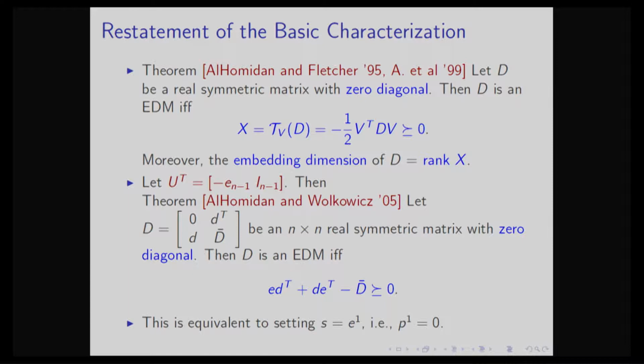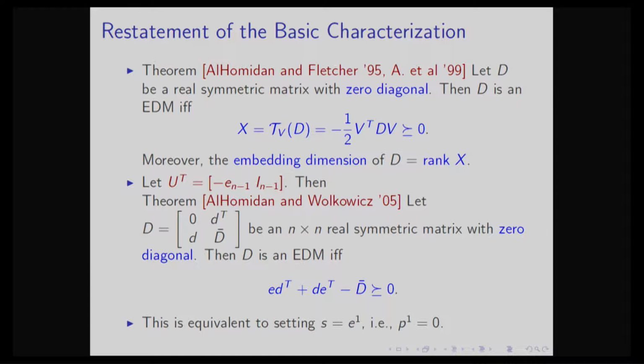And the basic theorem can be stated as such. If you have D, you factorize D in this way. So this is the first row, and this is the first column. Then if the diagonal is 0, this D is EDM if and only if this matrix is positive semi-definite. That's very convenient for numerical calculation, especially done by hand.